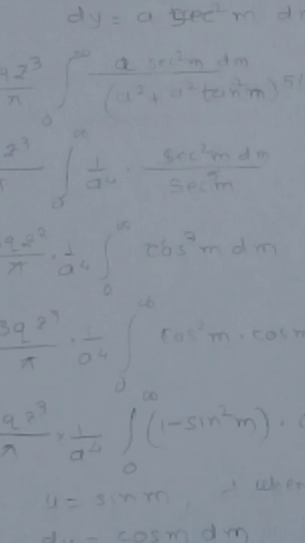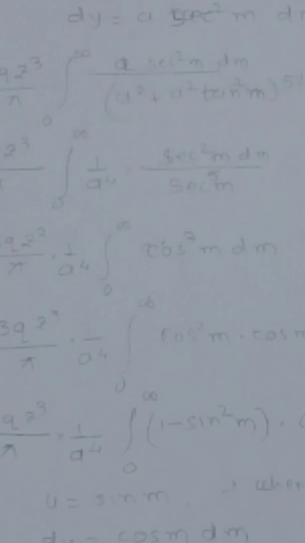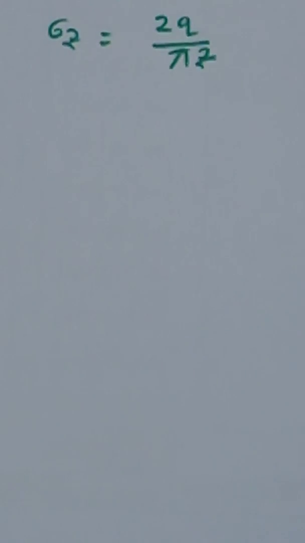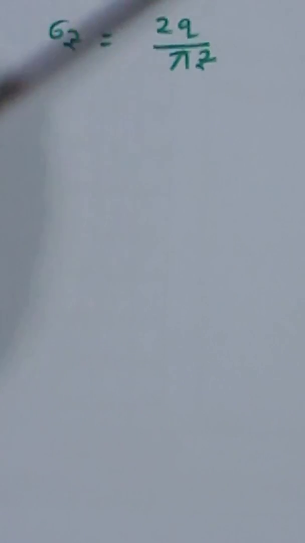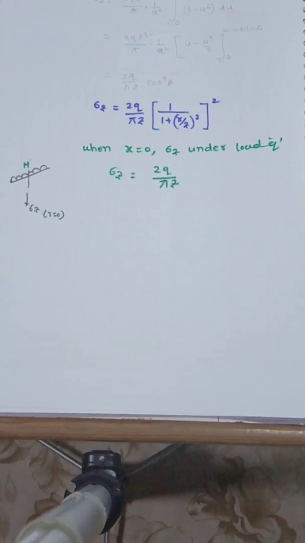So after substitution, try to check the limits, but here is the problem: when you substitute m is 0, u is equal to 0, but m is infinity, you don't get a determined value. Okay, so finally it is integration of 1 minus u square du, and when you solve the final result, you try to do it yourself.